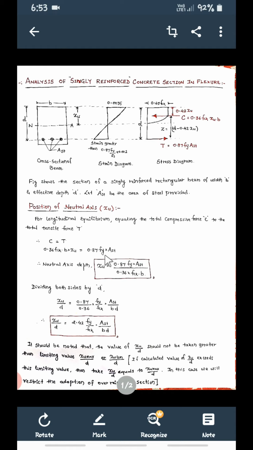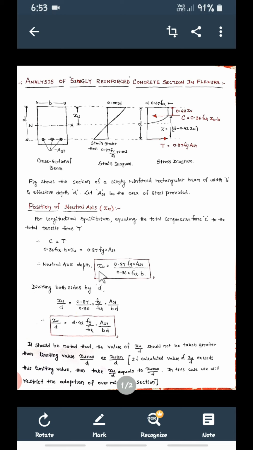So XU is equal to what? 0.87 Fy AST divided by 0.36 FCK into B. So this XU is equal to this term divided by 0.36 FCK into B. Now on both sides you are going to divide by D, dividing this by D and dividing this by D.